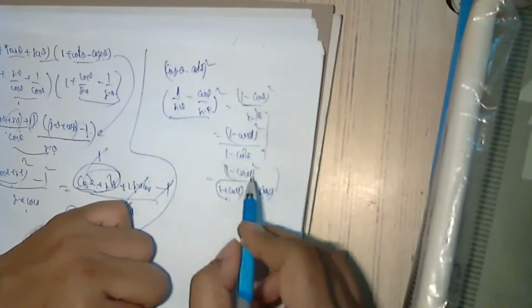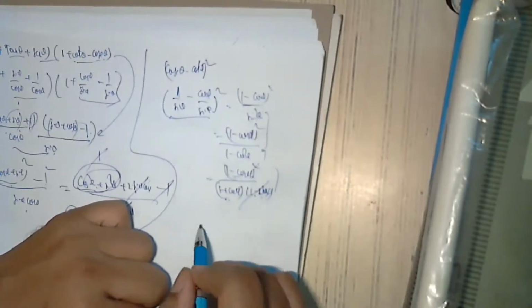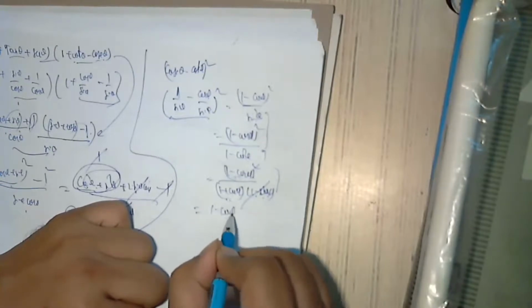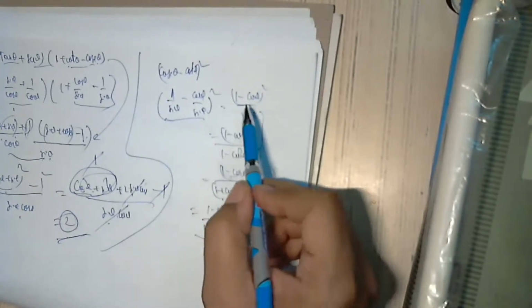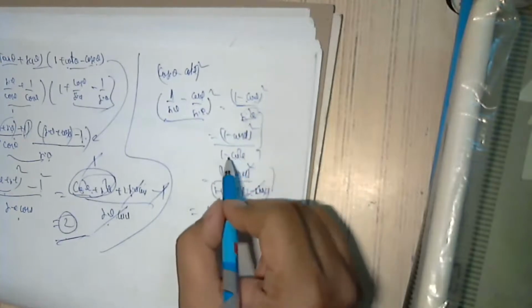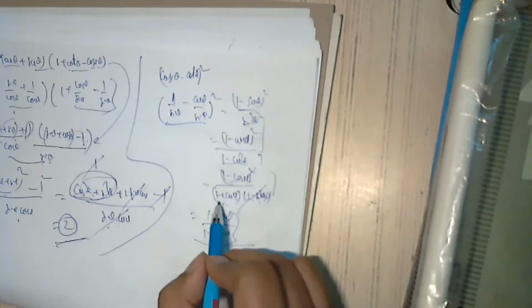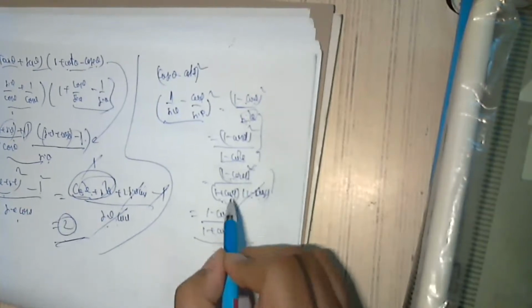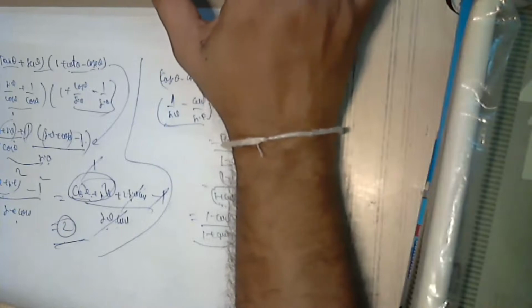Why have we divided this? Because I want to cut one of the squares. 1 minus cos theta gets cut. So what is left over? 1 minus cos theta on top, 1 plus cos theta on the bottom. This is what we have to prove. So how have we proceeded? 1 minus cos theta whole square by sin square theta. Sin square theta we have written as 1 minus cos square theta. Again, a square minus b square, a plus b into a minus b, got the answer. Okay. So with any method we should be able to proceed so as to solve the problem.